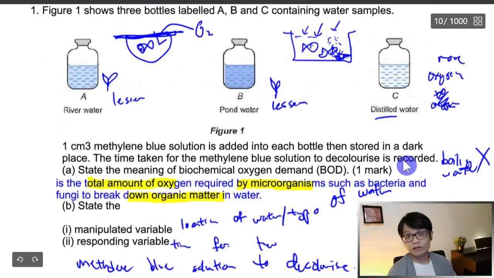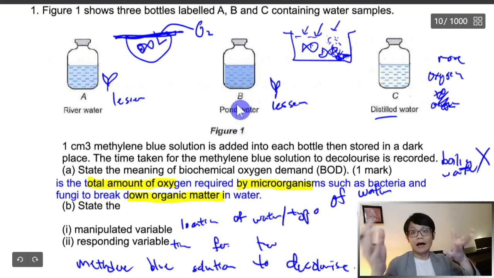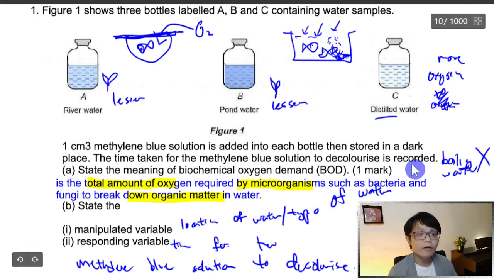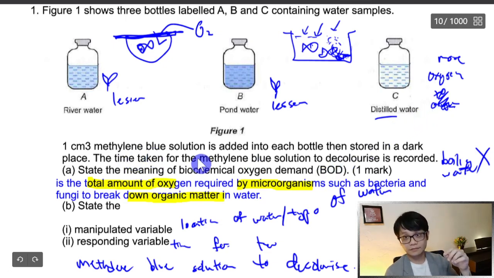So we need to see it as a whole experiment, like what is the hypothesis. For this experiment, the hypothesis will be, for example, distilled water has more oxygen as compared to river water and pond water. That's the hypothesis. Hypothesis means assumption. You assume distilled water got more oxygen, river water and pond water got less. How you know? You say only how you know. Okay, now I do a test. I take 3 bottles. My manipulated variable is the 3 different types of water, and I'm going to use methylene blue solution. If it decolorizes slower, means there is more oxygen, for example.